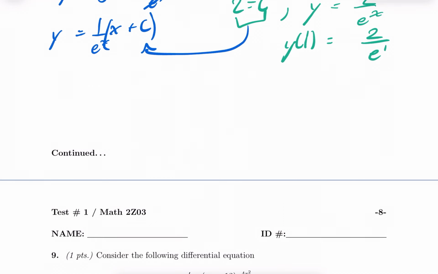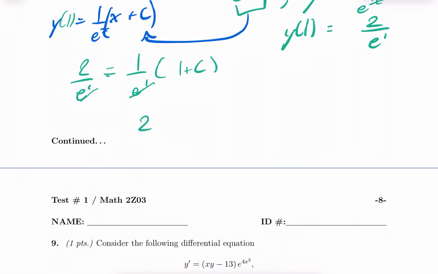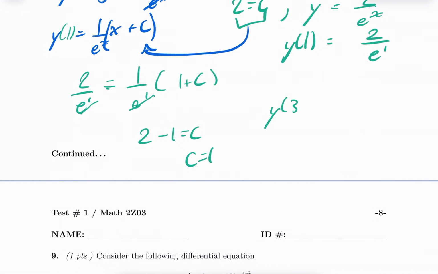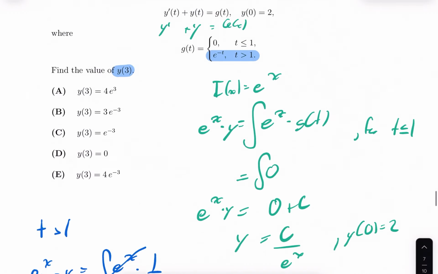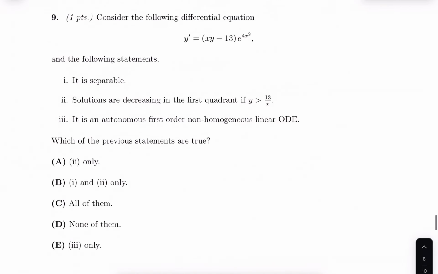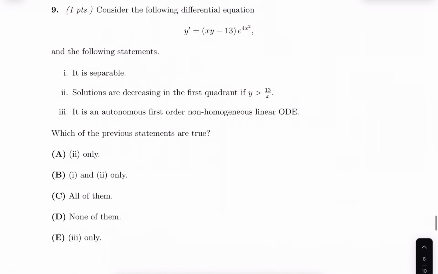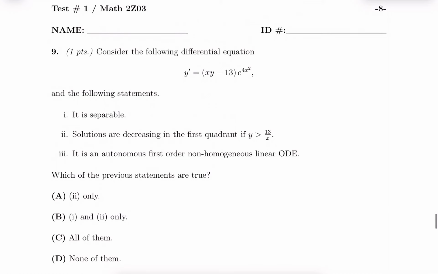So we have that. And so we plug in at 1. We get 2 over e to the 1 equals 1 over e to the 1 times 1 plus c. Cancel, cancel. We get 2 minus 1 equals c. c equals 1. Now for y at 3 equals 1 over e to the 3 times 3 plus 1, which is 4 over e to the 3. Boom. Cool. All right. This one's not so bad. You just gotta think about it a little bit.